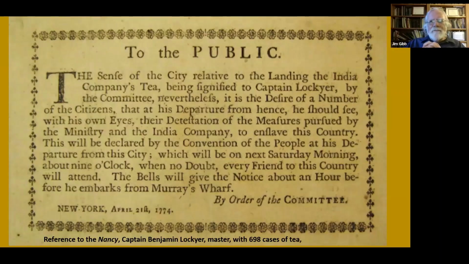This will be declared by the convention of the people," and that is a polite way of saying the mob, "at his departure from this city, which will be on next Saturday morning about 9 o'clock, when no doubt every friend to this country will attend." A little bit of bullying going on there. If you don't show up, it means you support the parliamentary acts. "The bells will give the notice about an hour before he embarks from Murray's Wharf. By order of the committee," and I don't know if that's a committee of observation or a committee of correspondence.